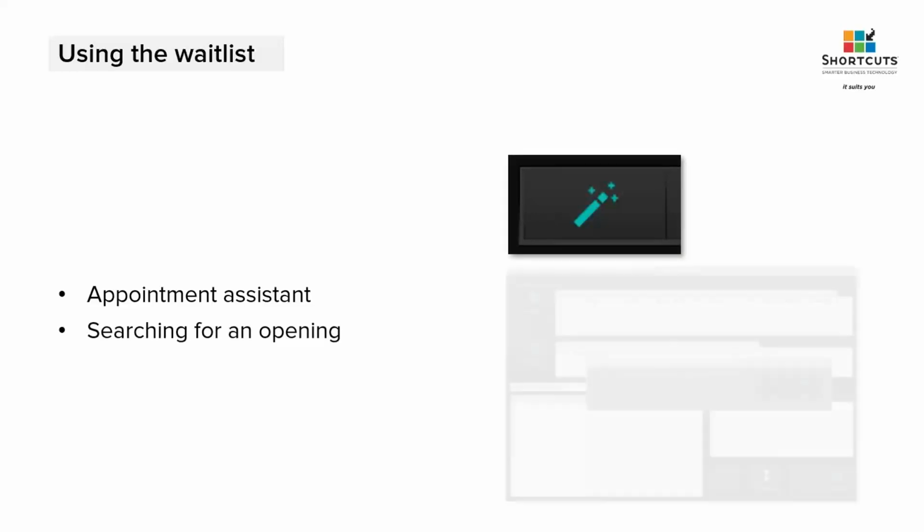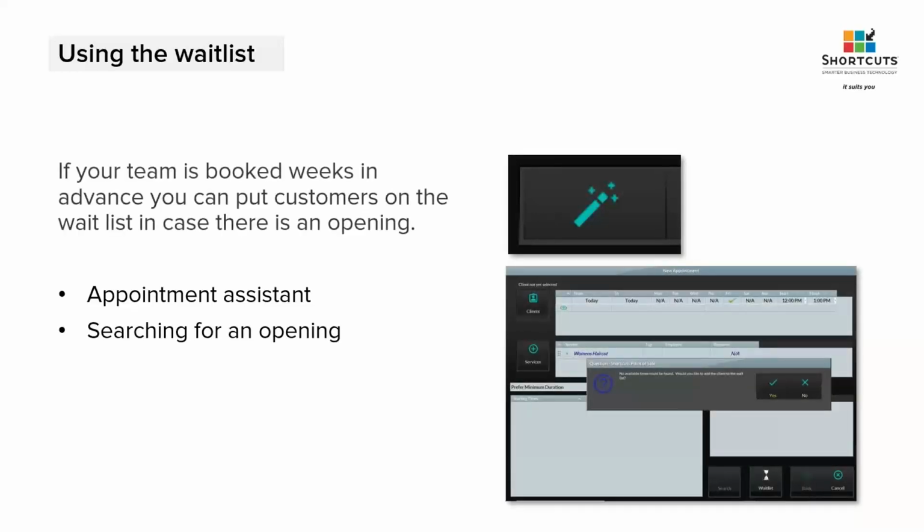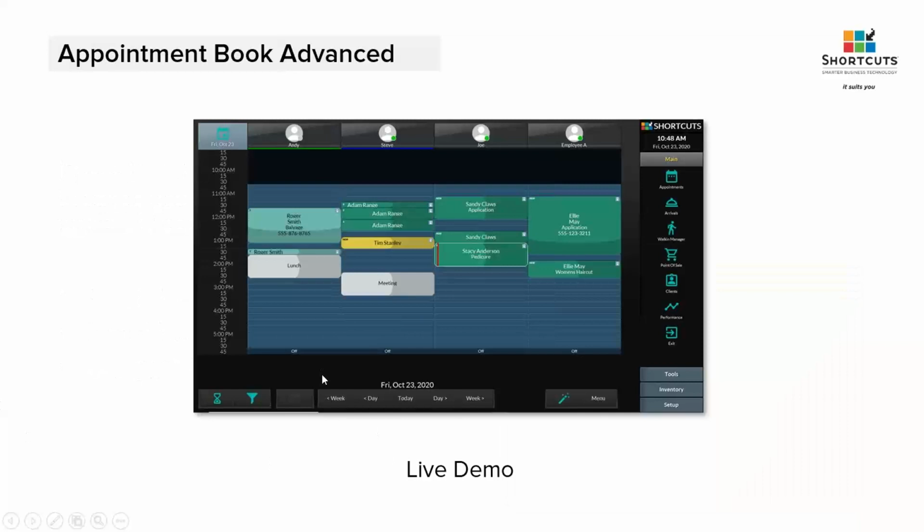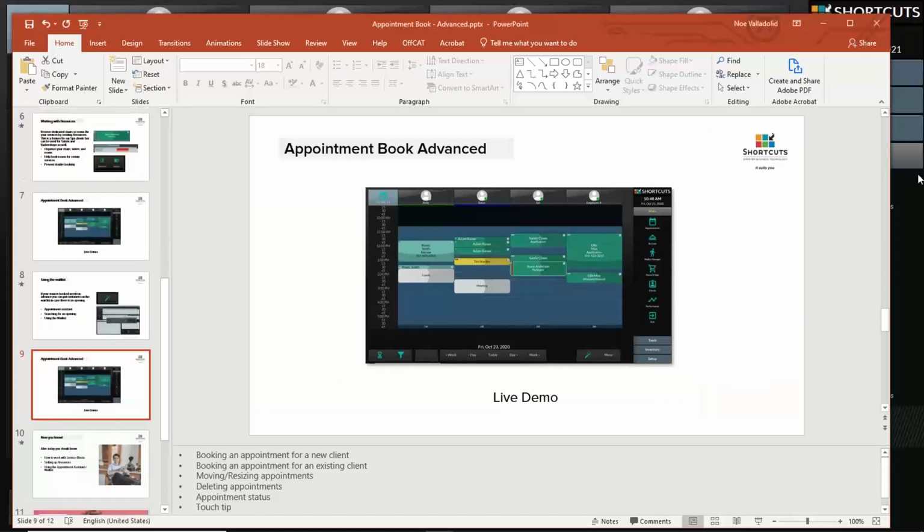Now, on the bottom right of your appointment book, you may have noticed there's something that looks like a magic wand. A lot of the people that I've worked with that have never really used Shortcuts or haven't really paid attention to that little wand often just overlook one of the most important features of the appointment book, and that is a tool designed to help your front desk look for an opening, especially as your business starts to get busier and busier. So let's talk about putting people on the wait list, searching for an opening. So let's get out of the presentation again and directly into Shortcuts.